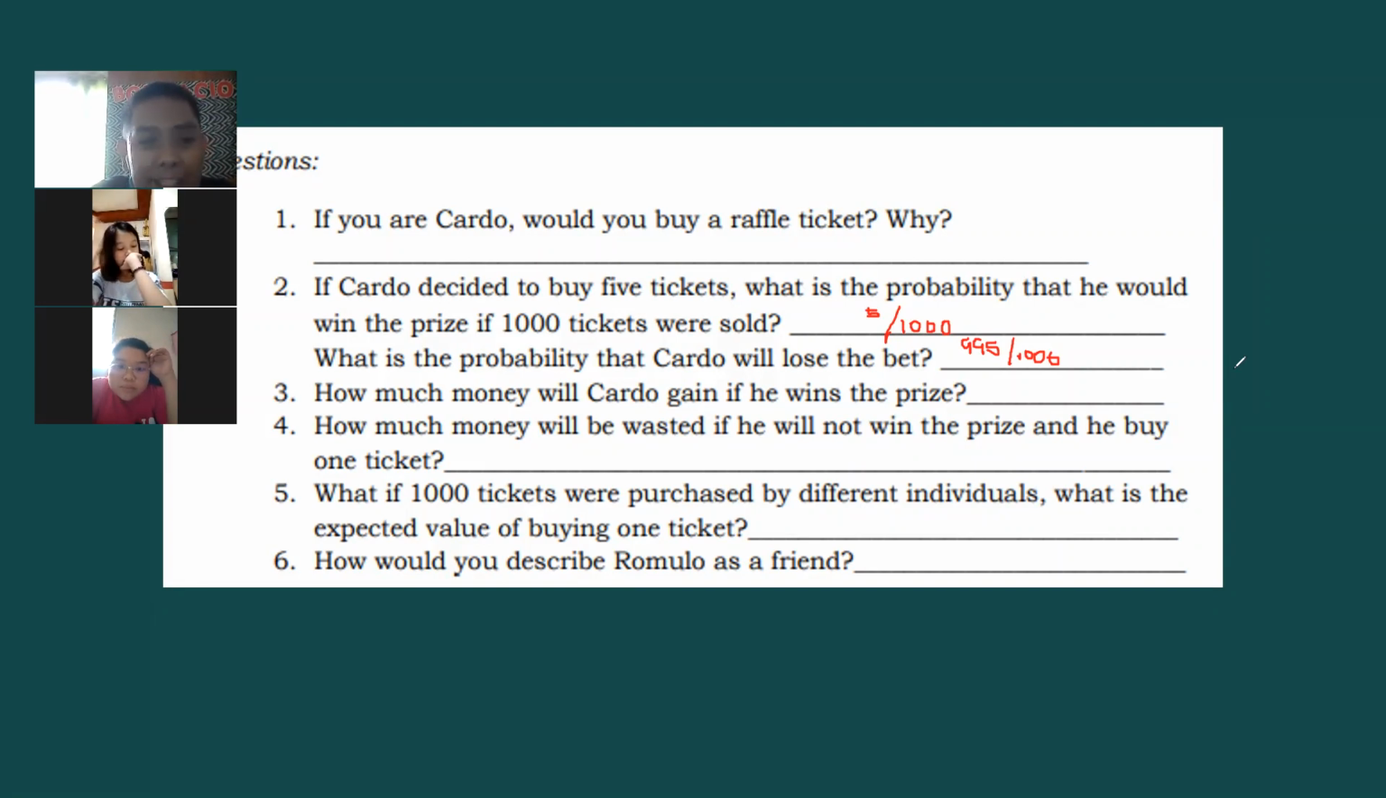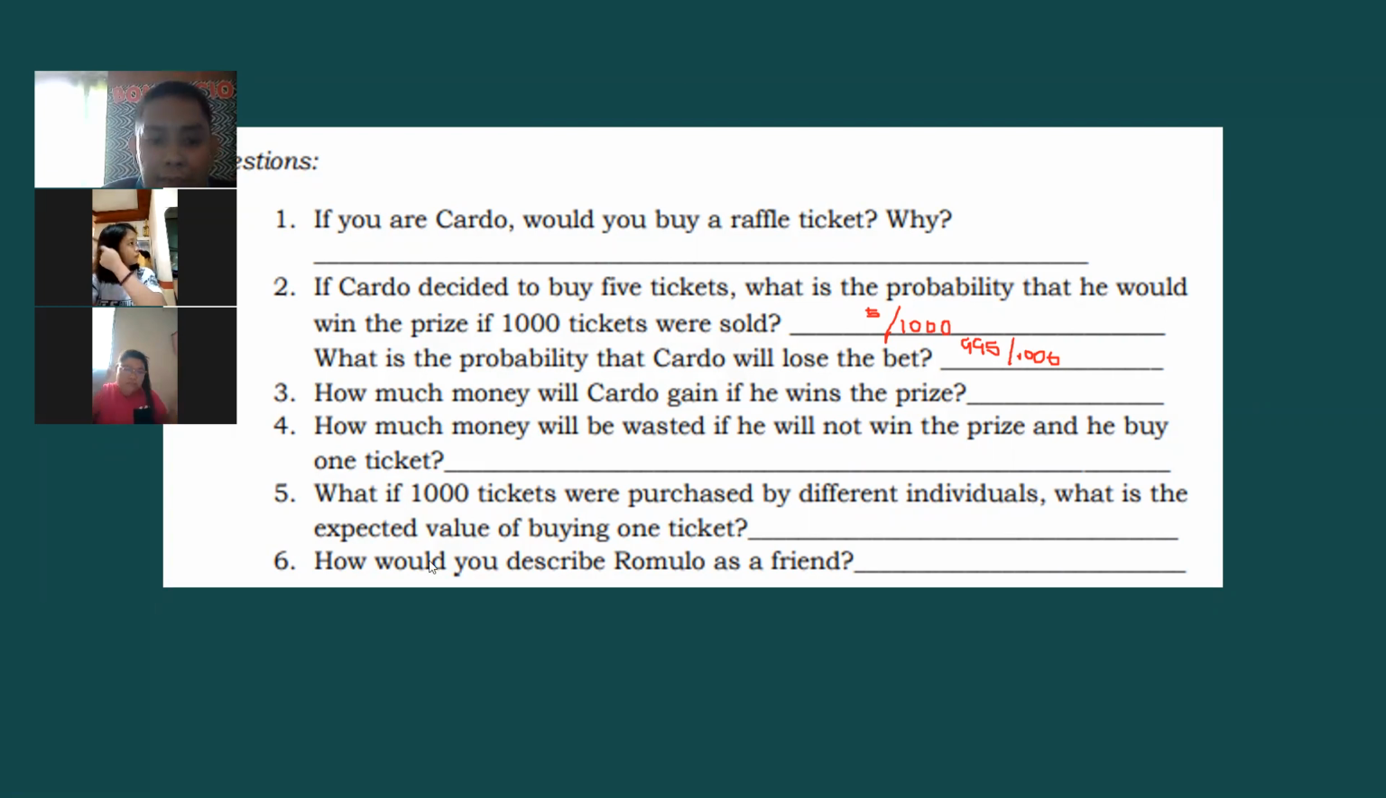Pero may probability ka namang matalo ng 995/1,000. In this case, kitang-kita na agad natin na may katalo ka. Pero that's game of chance nga eh. Ang tanong, how much money will Cardo gain if he wins? Kung mananalo si Cardo, magkano raw ang kikitain niya?